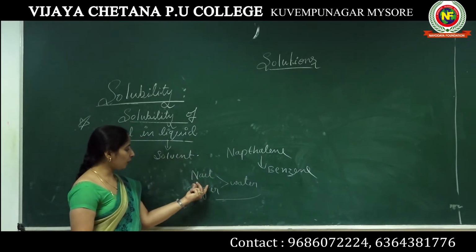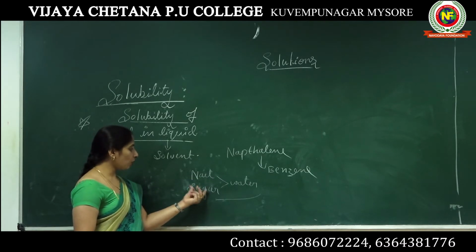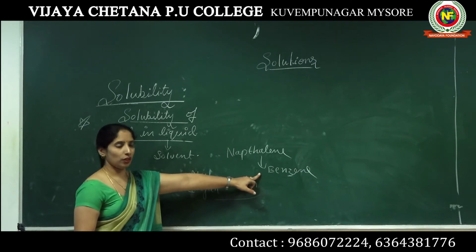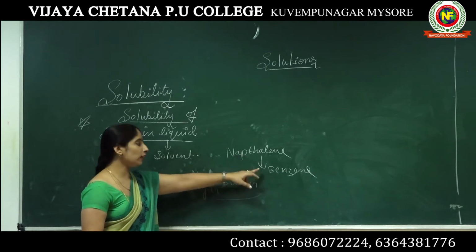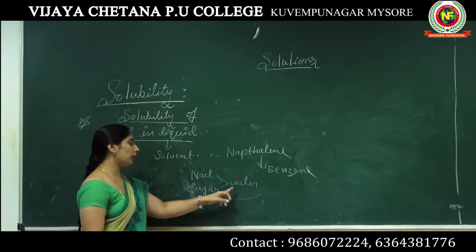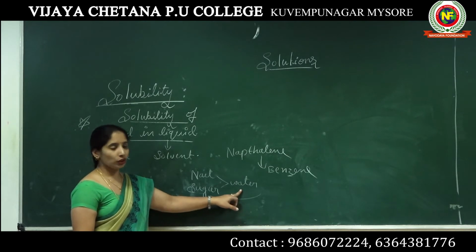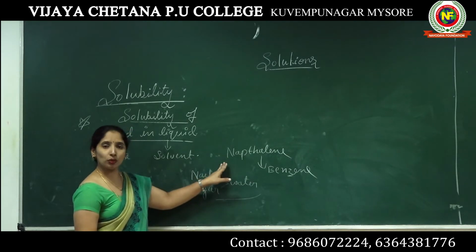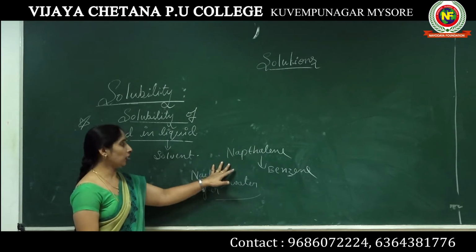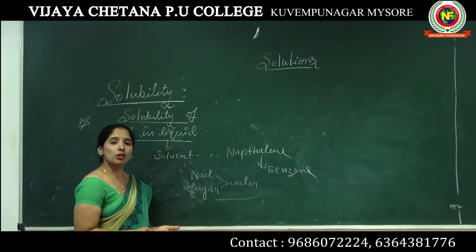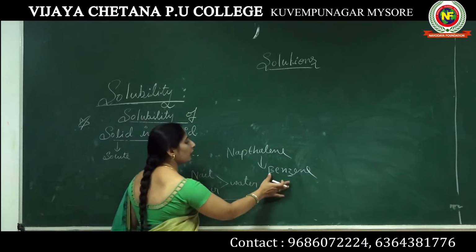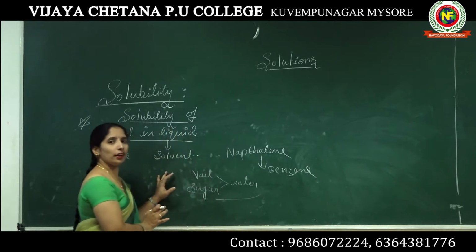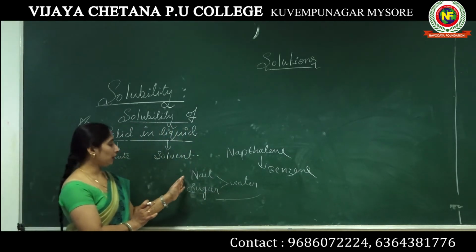Here, sodium chloride and sugar are readily soluble in water, but they are not soluble in benzene. Naphthalene and anthracene are readily soluble in benzene, but they are not soluble in water. So from these examples, we conclude that not all types of solid are soluble in all types of liquid.